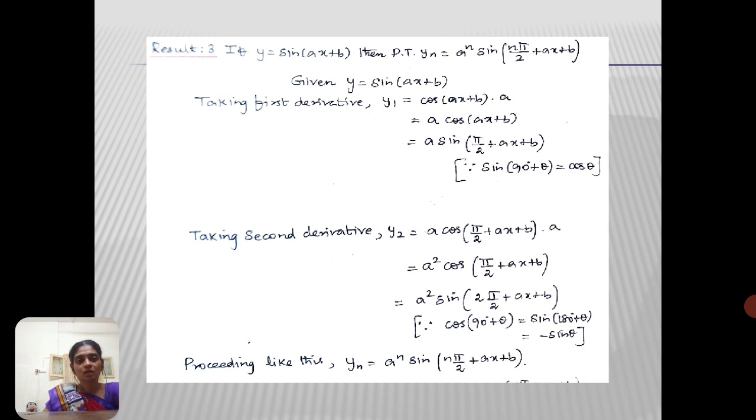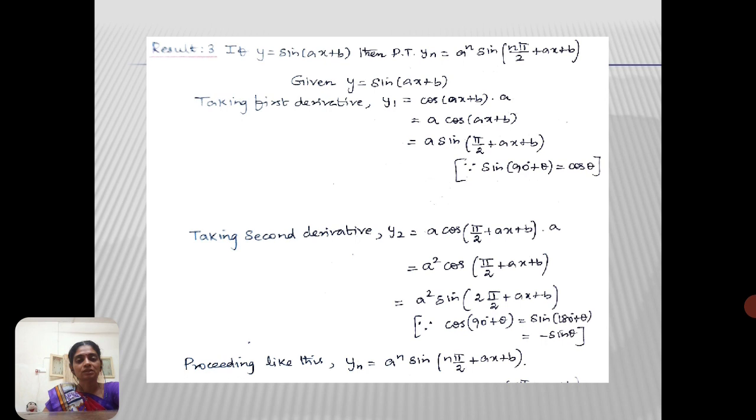So a into cos(ax+b) can be written as a into sin(pi by 2 plus ax plus b), since we know that sin(90 plus theta) equal to cos theta. Now taking the second derivative, y2 equal to a into cos(pi by 2 plus ax plus b) into a. That is a square into cos(pi by 2 plus ax plus b). This can be written in terms of sin as a square sin(2 pi by 2 plus ax plus b), since cos(90 plus theta) equal to sin(180 plus theta) equal to minus sin theta.